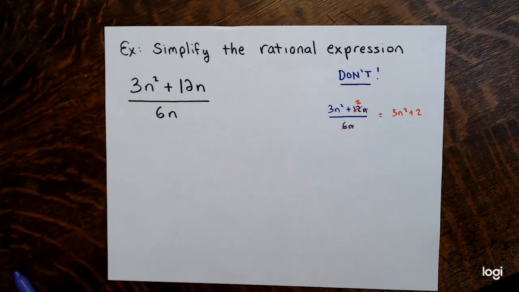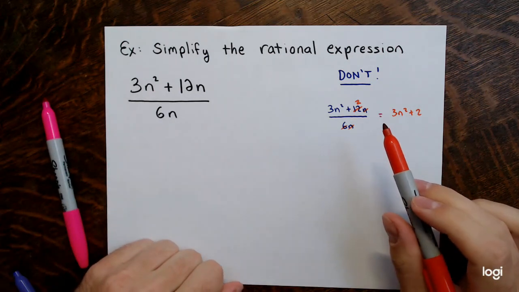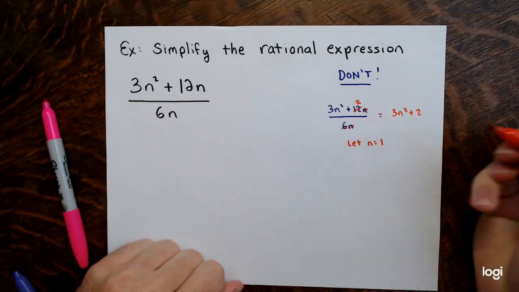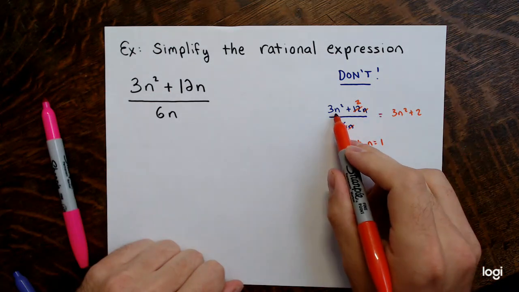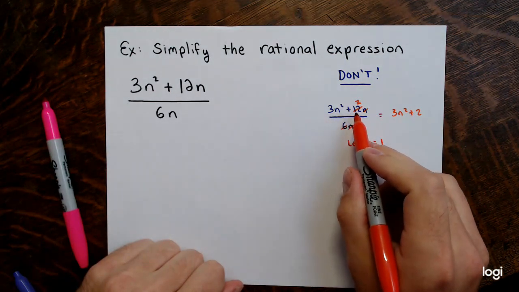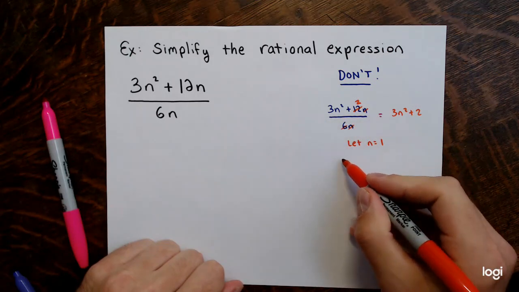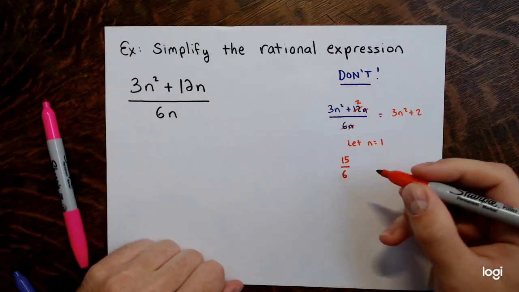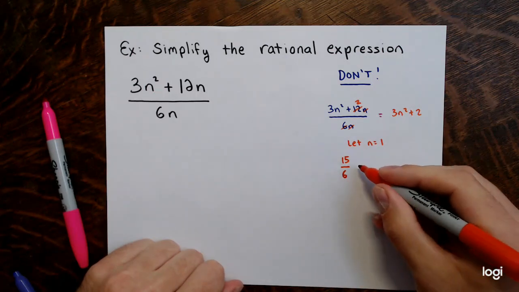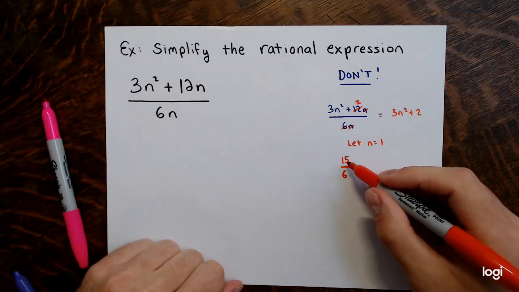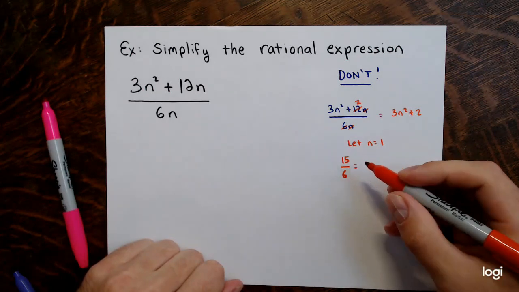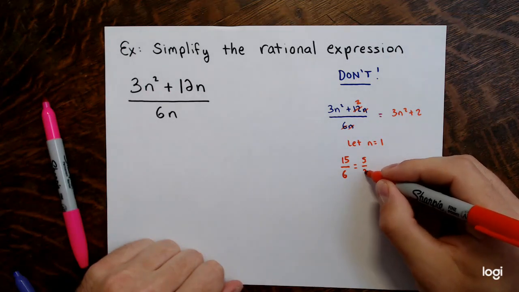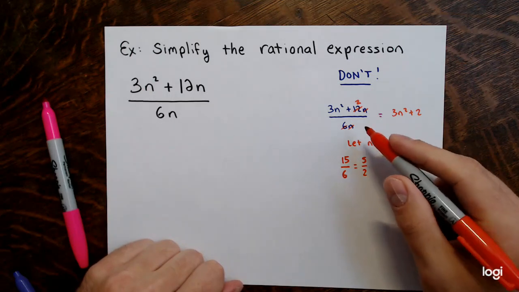If you want to double check, if you're saying these are equal, check with some numbers. Suppose I let n be equal to 1. Then the numerator would be 3 times 1 squared plus 12 times 1, so 3 plus 12, or 15, divided by the denominator, which would be 6 times 1, which is 6. I get 15/6, which if you reduce, this is 3 times 5, this is 3 times 2, the 3 is a common factor that cancels. You'd be left with 5 halves, or 2.5, when n equals 1.